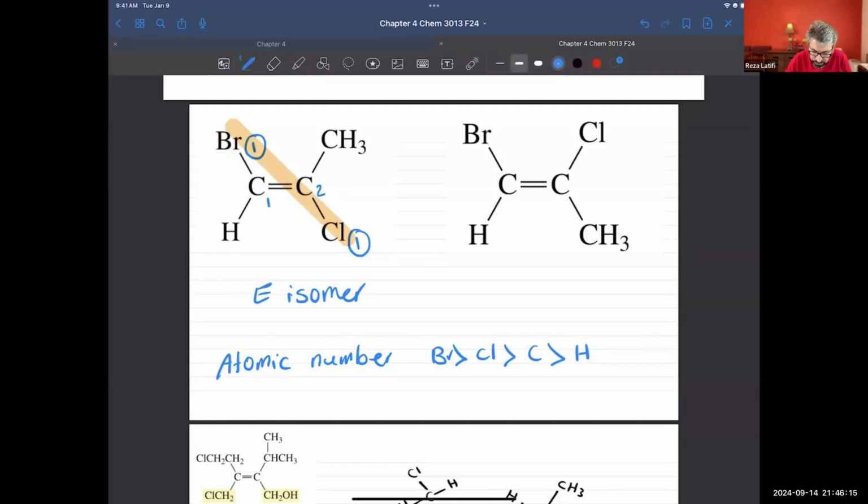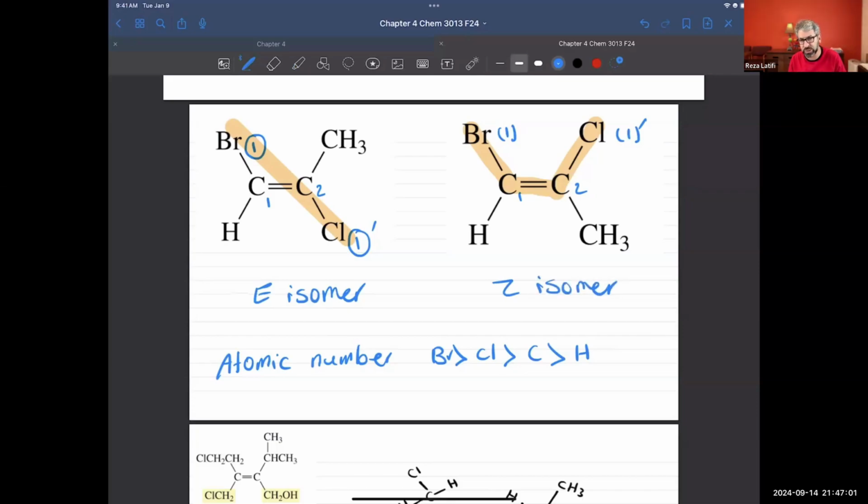Next one. Bromine will be number 1, between bromine and hydrogen. And next, between carbon and chlorine, also it will be number 1. Maybe we should call it 1' to say it's different than 1. So on carbon number 1, bromine was number 1, and on carbon number 2, chlorine. Now those two are on the same side, and we call it Z. Z looks like cis, and E looks like trans. So this one will be the E isomer. Why don't we call it cis isomer?